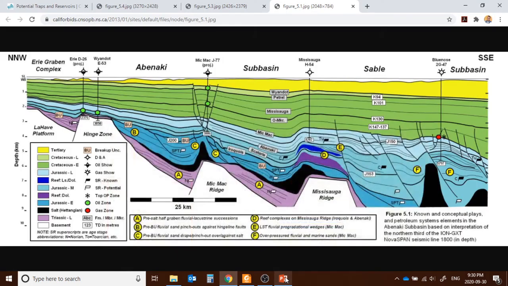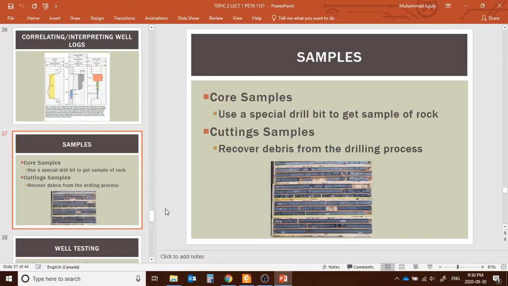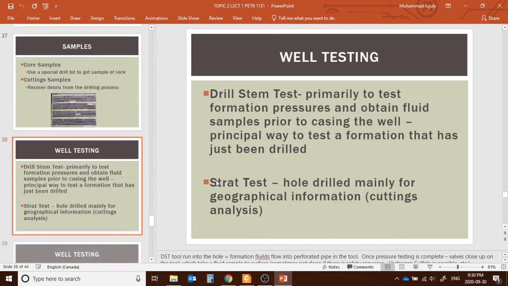And there is another very important thing, the core samples. We don't drill only for sending the sensors. We also get the core samples from underground. We have different types. We have the core samples from a special drill bit that goes and takes a sample of the rock, and we also get samples from the recovered debris from the drilling process, which we call cutting samples. Okay, so these are examples of core samples.